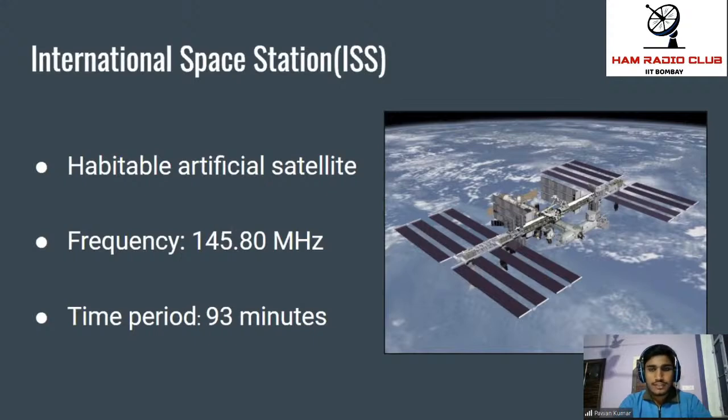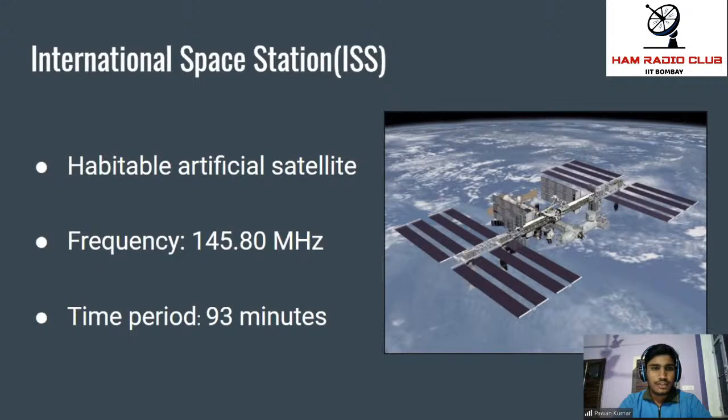The ISS was not launched by any specific space agency. It was launched by multiple space agencies: the space agencies of Russia, the USA, and the European Union. The ISS transmits signals at the frequency 145.80 megahertz. So we have to receive the signal at 145.80 megahertz.